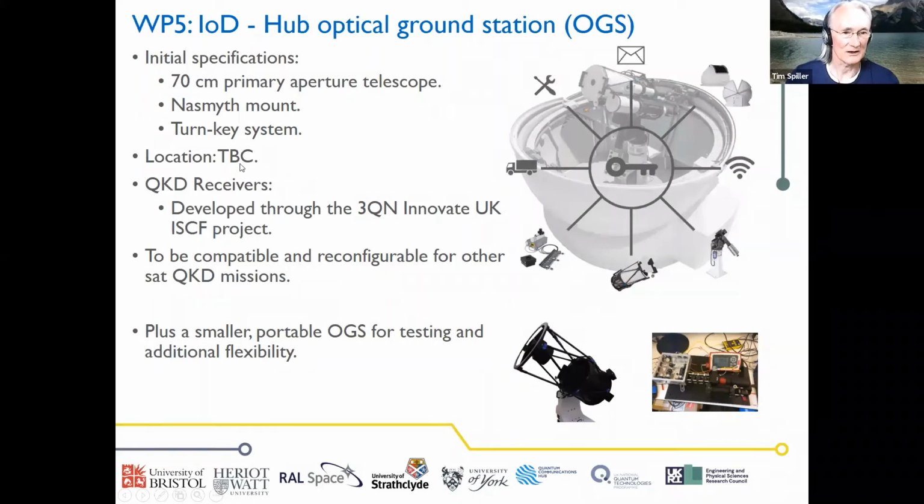Where we position that receiver in the UK is still to be decided. We do have access to small portable ground stations. Bristol have one, and we have one at the University of York as well. So we may be able to use these for testing to determine the best site to place the large receiver. And the large one's going to be a 70-centimeter telescope, so this sort of size. And the idea is that, as I say, we'll put whatever receiver we need on the bottom of this to be compatible with the source that is transmitting from the satellite.